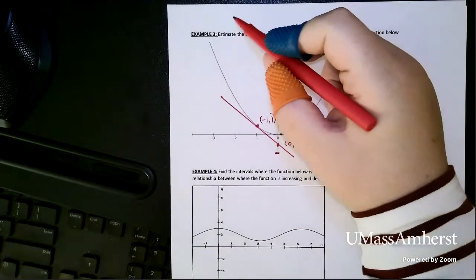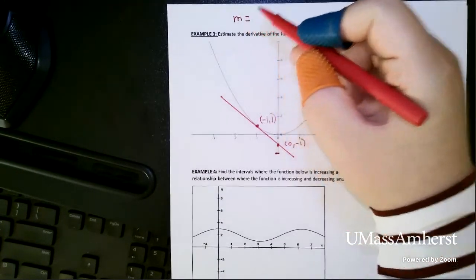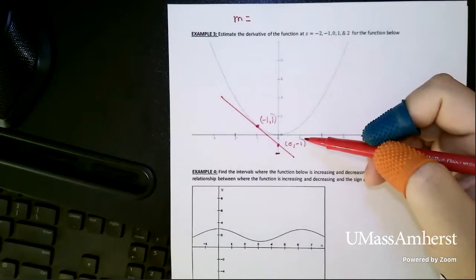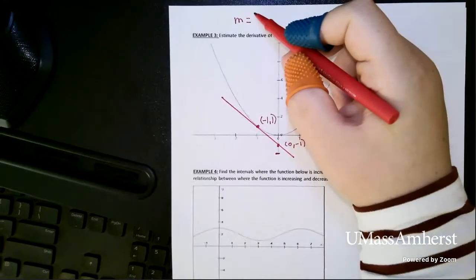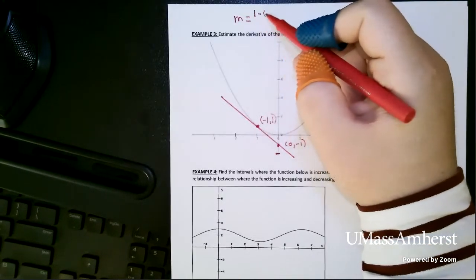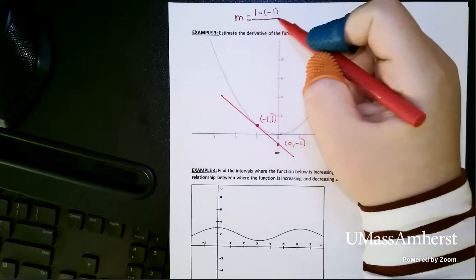Now when I approximate the slope, I'm going to do the change in y over the change in x. Here the change in y is going to be 1 minus -1.